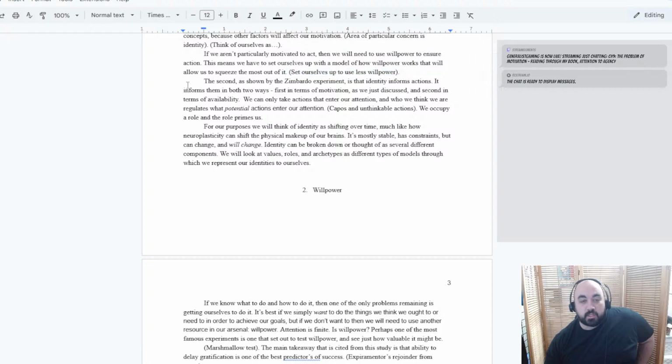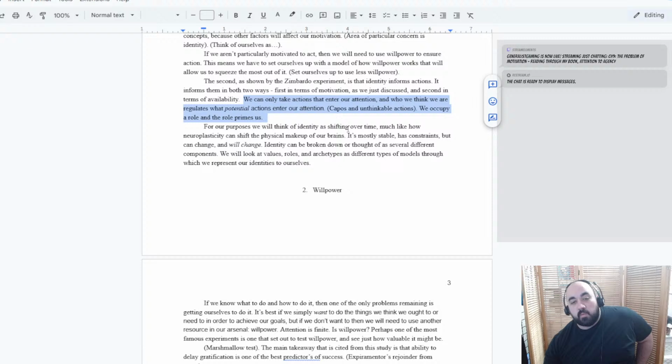The second, as shown in Zimbardo's experiment, is that identity informs actions. It informs them in two ways. First, in terms of motivation, as we discussed, and second, in terms of availability. We can only take actions that enter our attention, and who we think we are regulates what potential actions enter our attention. The capos engaged in actions a lot of us would consider unthinkable, but they became available to the capos. We occupy a role, and that role primes us.